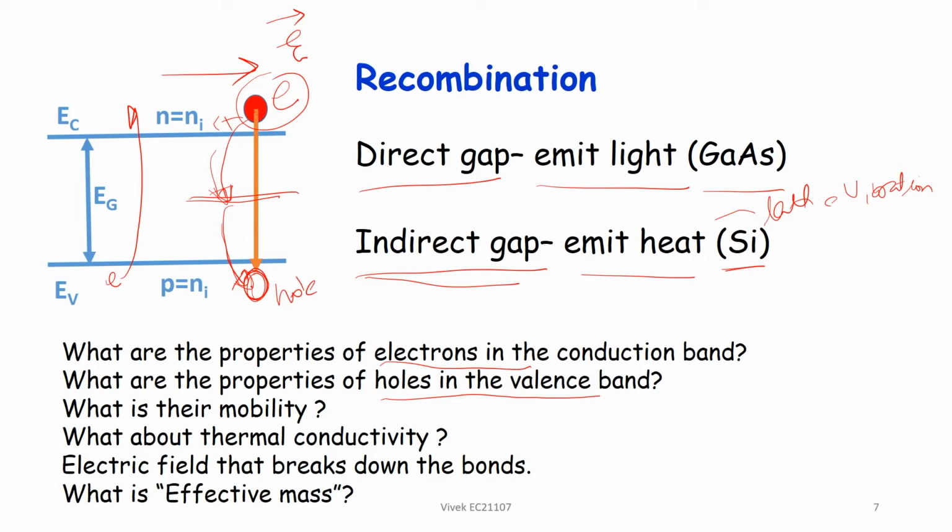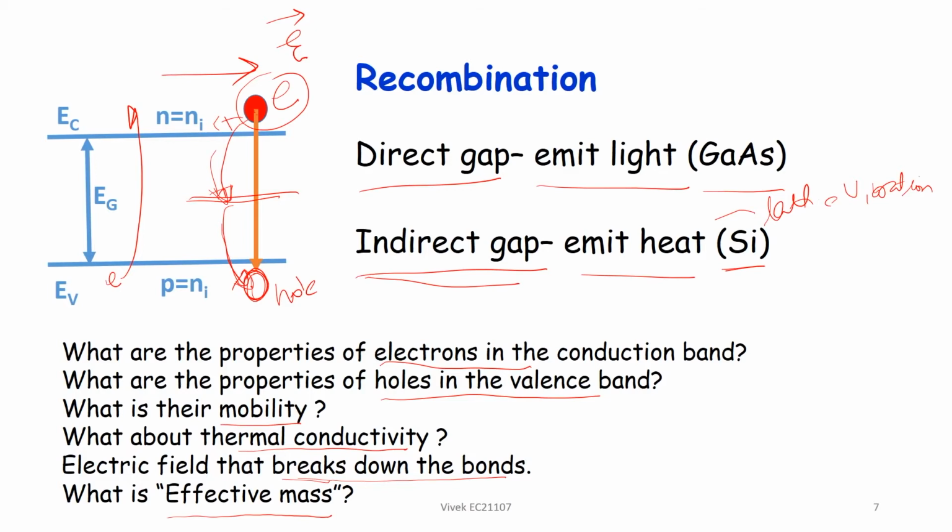So, there is a quantity called mobility. What about the thermal conductivity? Is there an electric field at which electrons can break the bond and you have a large number of carriers? Now, when these electrons are in the crystal, do they reflect the same mass? Mass of an electron is 9.1 times 10 to the power minus 31 kg. So is it the same mass in the crystal? Do they experience the same mass or a different mass?